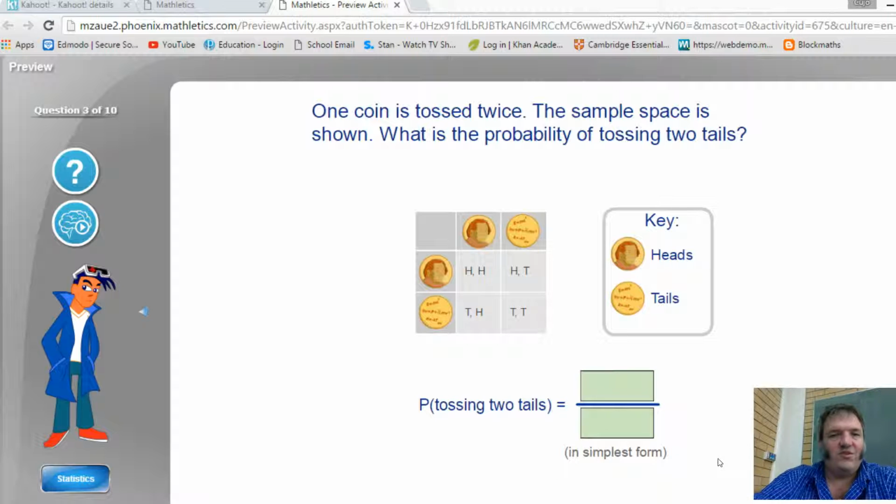Let's have a look at one more. So this is a coin tossing one, because it said dice and coins. So, 1 coin is tossed twice. The sample space is shown. What is the probability of getting 2 tails?